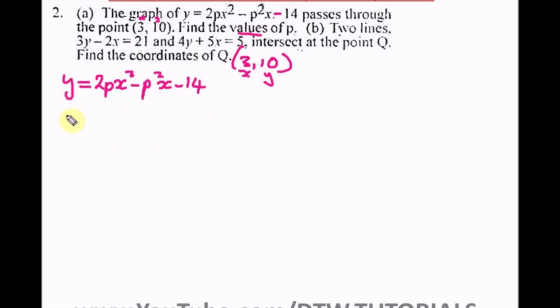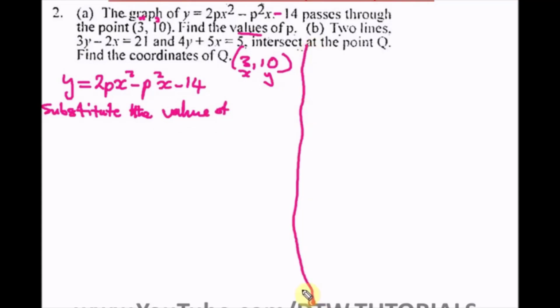So you're going to state here, you say substitute. This is a theory question, so you have to state all your workings. It carries a mark. So you say substitute the value of, let's draw a line here so we have enough space, the value of x equal to 3 and y equal to 10 into the equation. I'm abbreviating this, but make sure you write it in full.